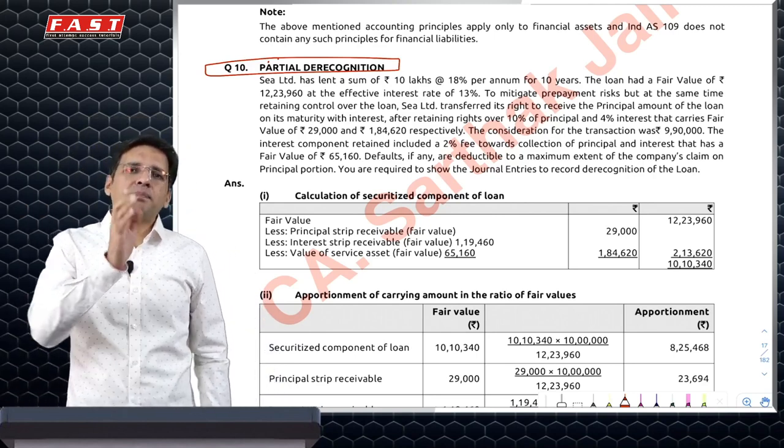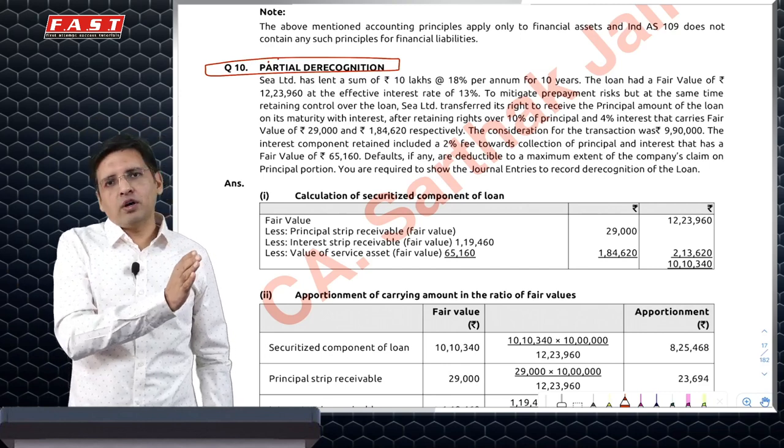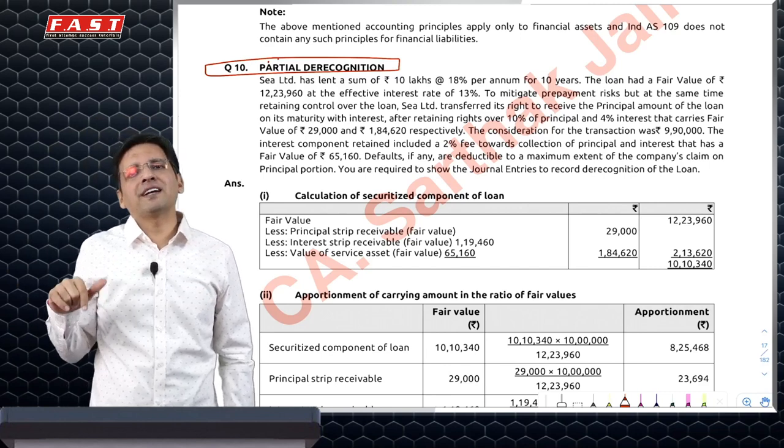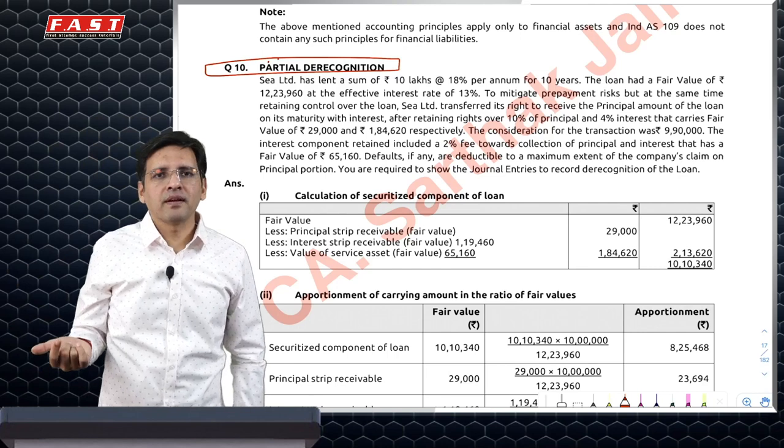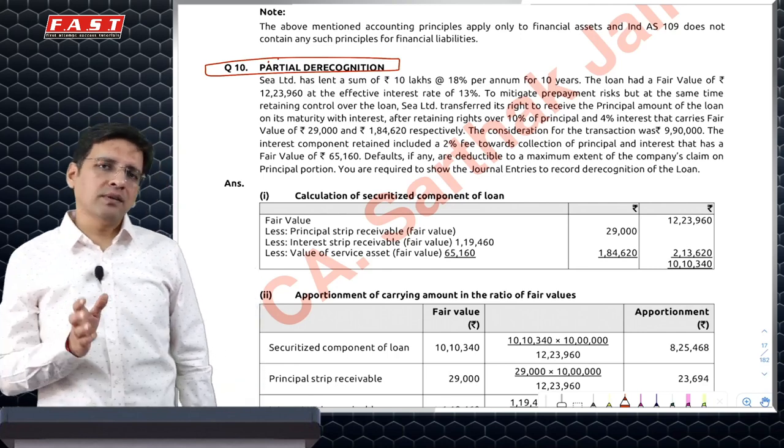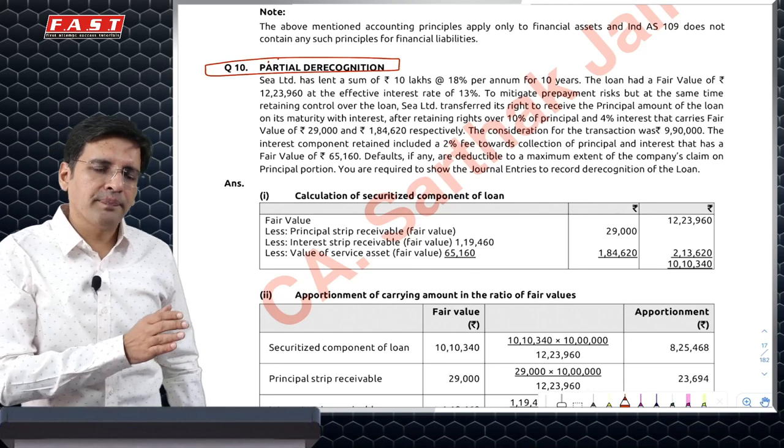In that case, the part which you have sold, you will book a gain or loss on that, and the remaining part would be carried at carrying amount. So profit or loss is calculated only on the parts sold.